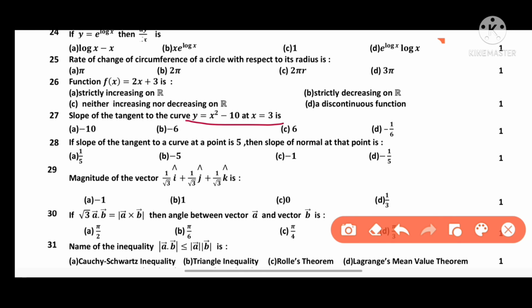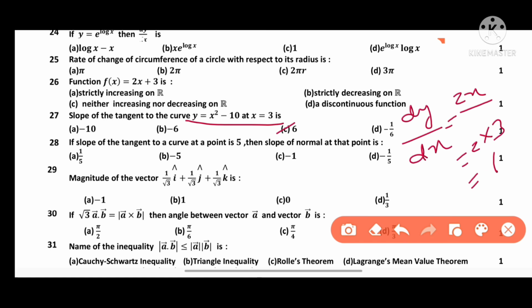This MCQ is based on application of derivative. Now for slope of tangent, differentiate with respect to x, dy by dx is equal to 2x. Now at x is equal to 3, 2 multiplied by 3, that is 6. So answer is C option.